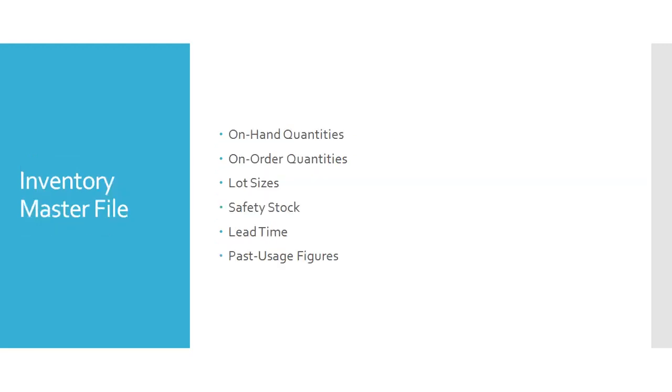Inventory master file. In the inventory master file, you have things like on hand quantities, on order quantities, lot size, safety stock, lead time, and past figures. These are the various types of things in inventory control. So accordingly, you are able to control them.